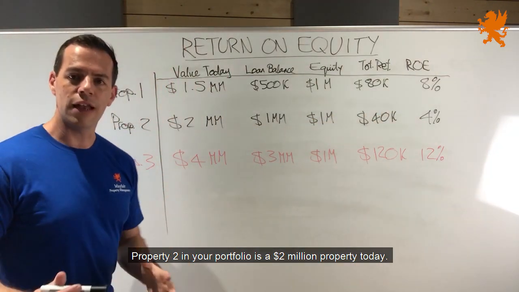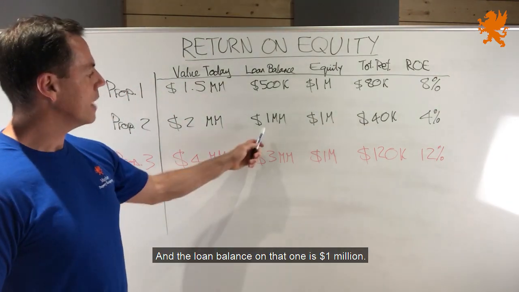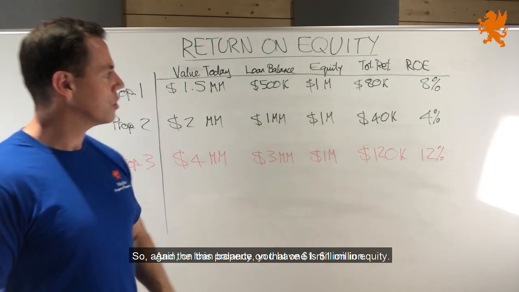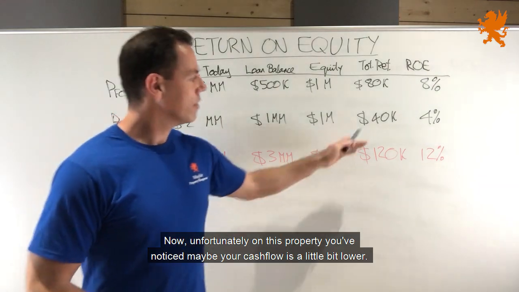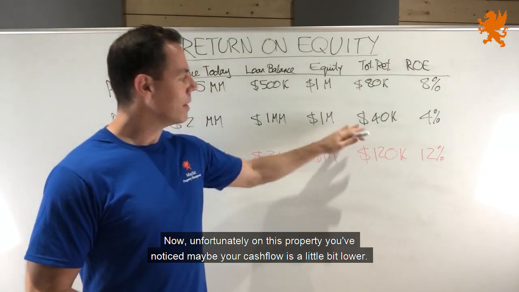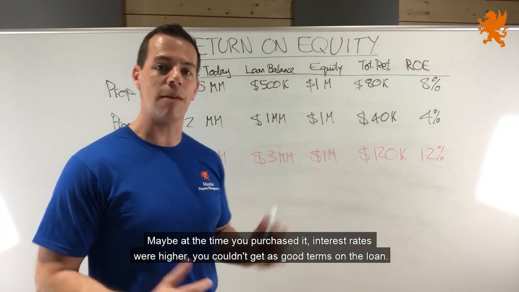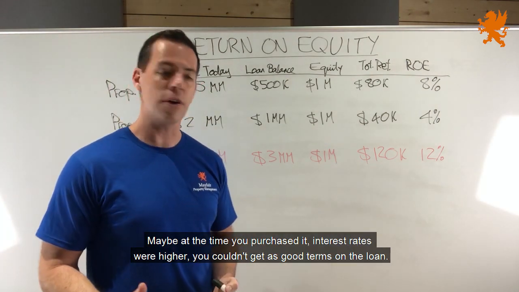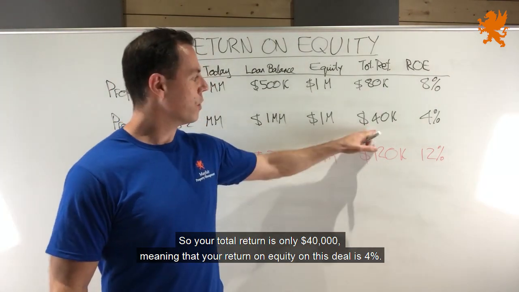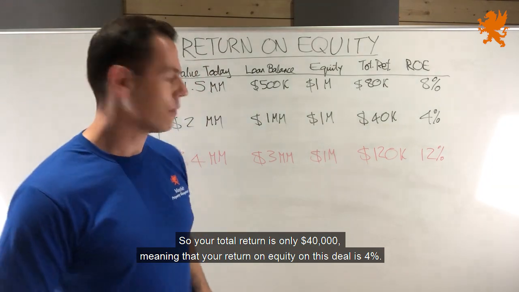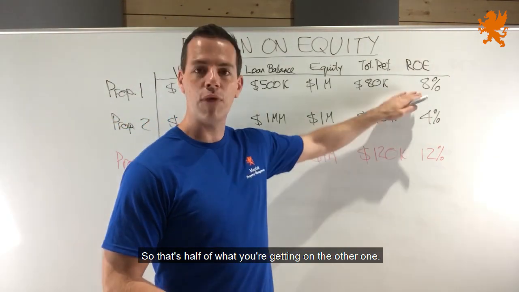Property 2 in your portfolio is a $2 million property today, and the loan balance on that one is $1 million. So again, on this property, you have $1 million in equity, right? Now, unfortunately, on this property, you've noticed maybe your cash flow is a little bit lower. It's just not cash flowing a whole lot. Maybe at the time you purchased it, interest rates were higher. You couldn't get as good terms on the loan. So your total return is only $40,000, meaning that your return on equity on this deal is 4%, right? So that's half of what you're getting on the other one.